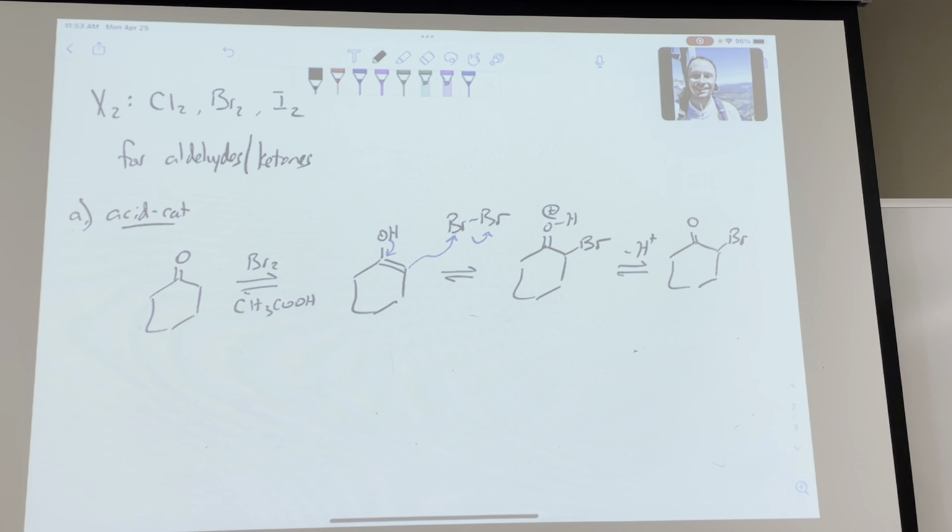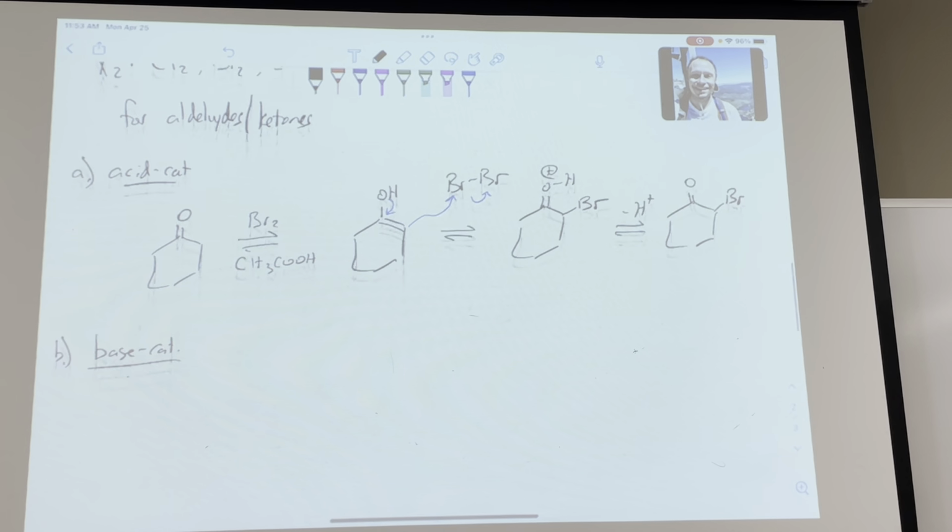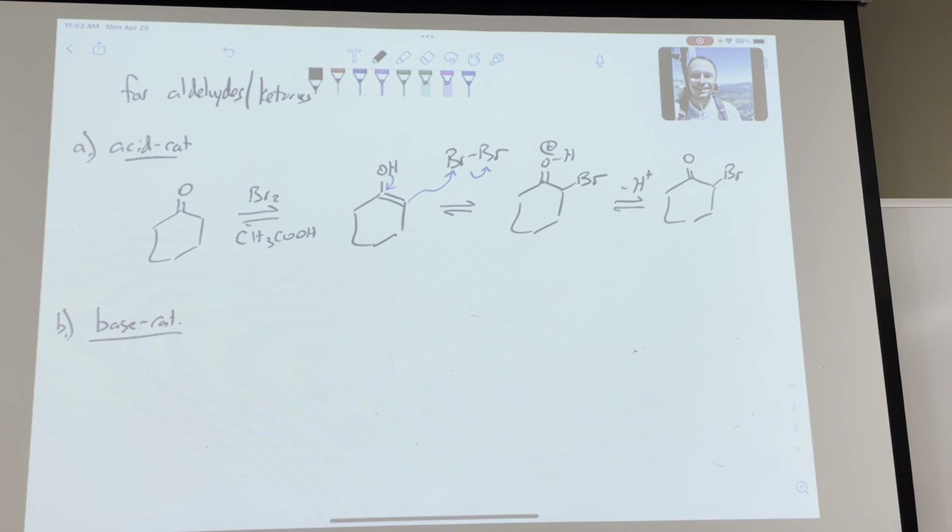Now in base, there is a difference. So you kind of go through the same process. You enolize.